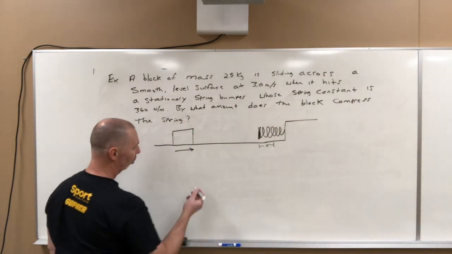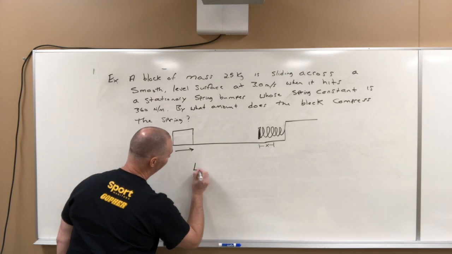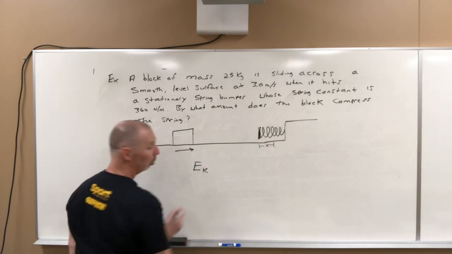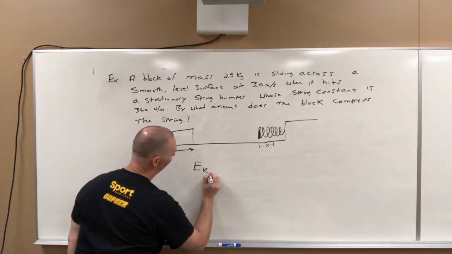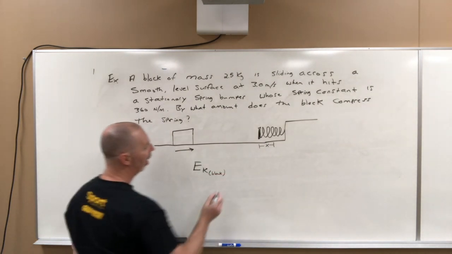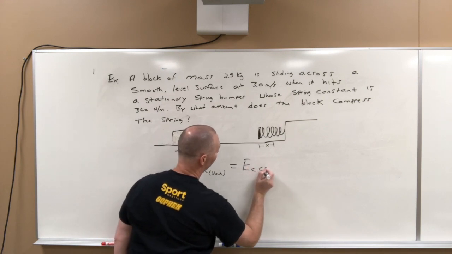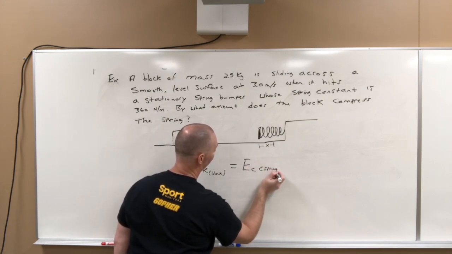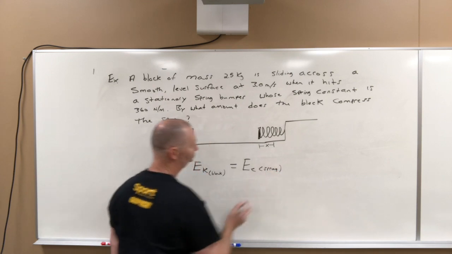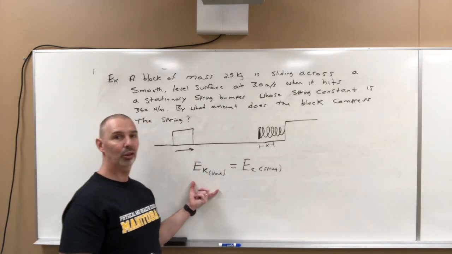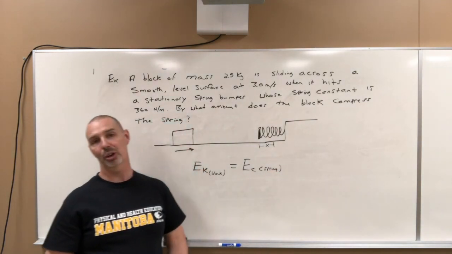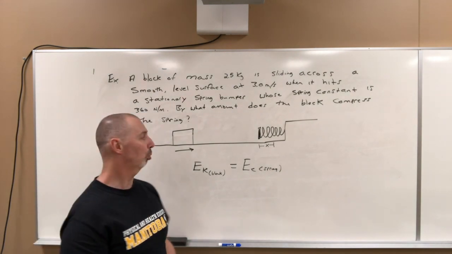So here's what we're going to write out. We're going to write out a formula. We're going to say the kinetic energy of the block, and you don't have to write block, you'll know that it is the block, but I'm going to write block for now, has to equal the elastic energy of the spring. So when all is said and done, all the kinetic energy of the block has to equal the stored potential energy that is in the spring.